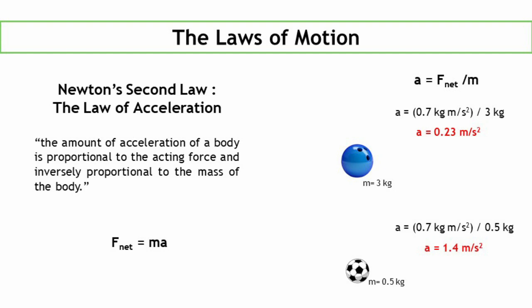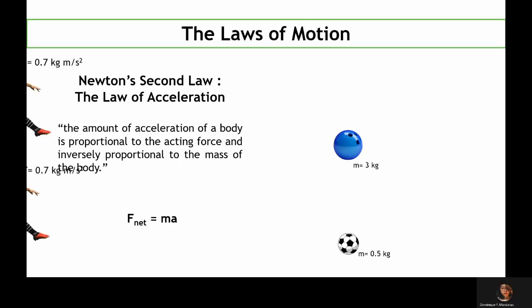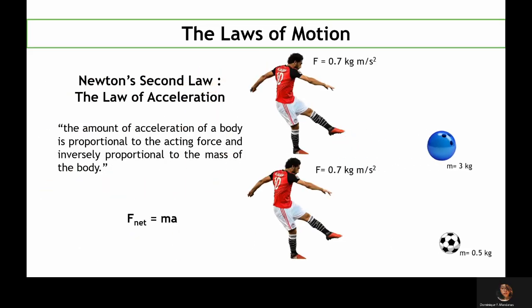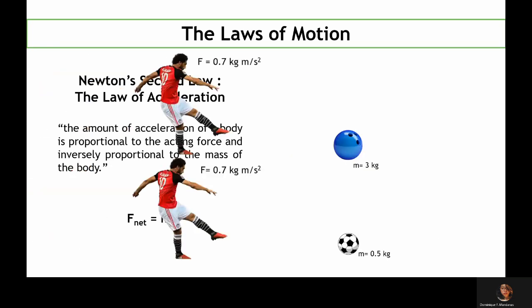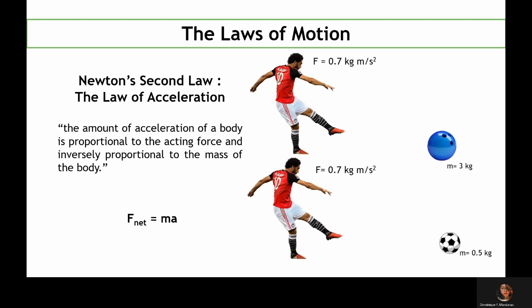Okay, so halimbawa meron tayong dalawang bola. We have a soccer ball and the other one is a bowling ball. A soccer ball has a mass of 0.5 kilograms habang yung bowling ball naman natin ay may bigat na 3 kilograms. Suppose, sisipain sila ng sabay with the same amount of force na 0.7 kilogram times meter per second squared or Newton. We can observe na mas nagiging mabilis yung soccer ball kaysa sa bowling ball.